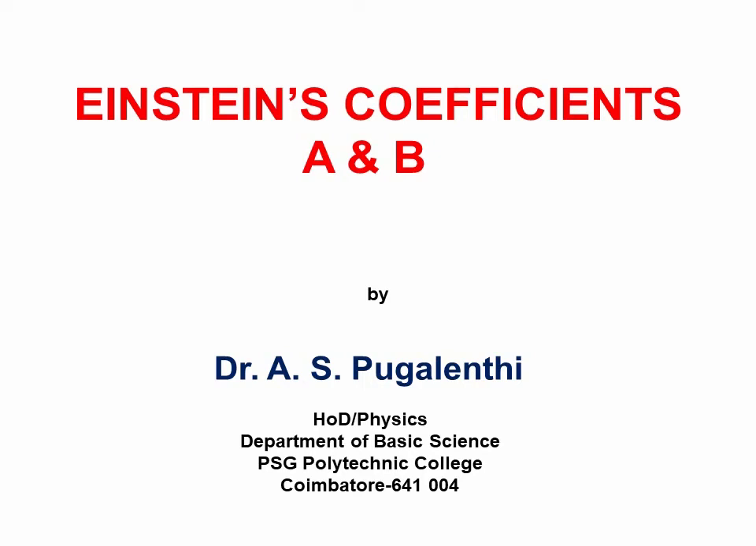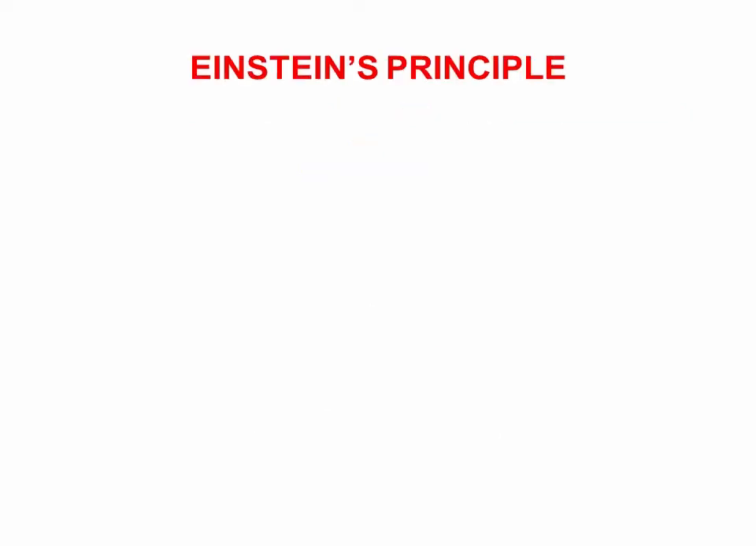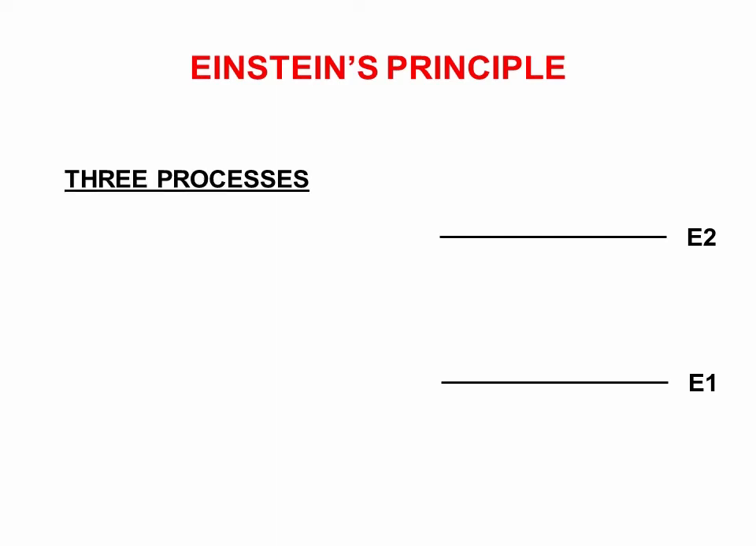Hi friends, in this video we are going to learn about Einstein's coefficients A and B. We know that light is absorbed or emitted by atoms during their transition from one energy state to another. Let us consider an atom has two energy levels E1 and E2. When the atom is exposed to the light, that is photon of energy, three distinct processes take place.